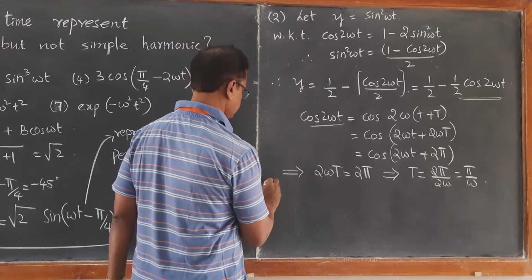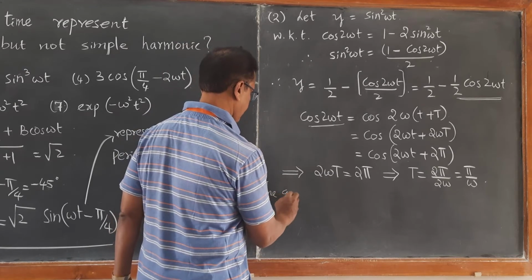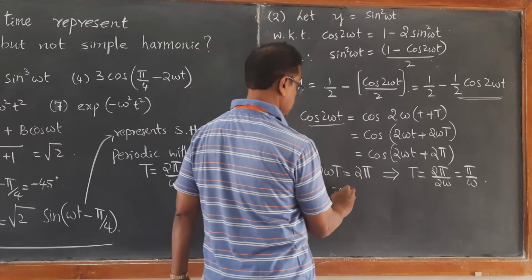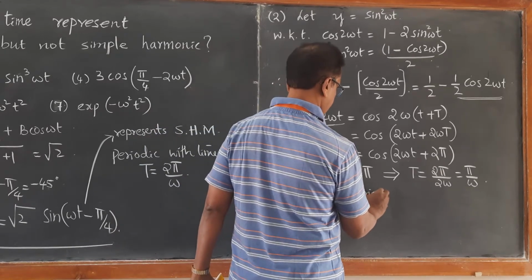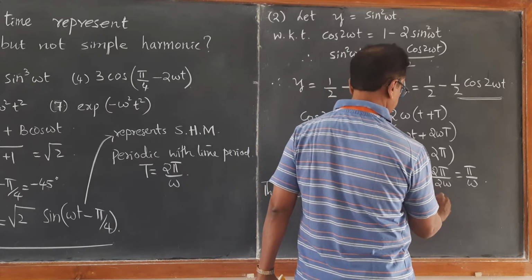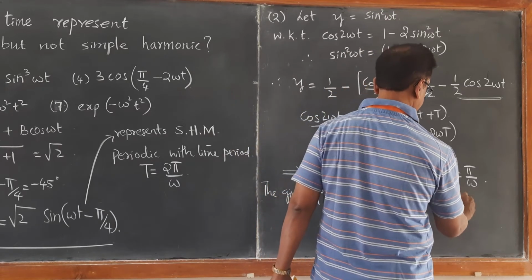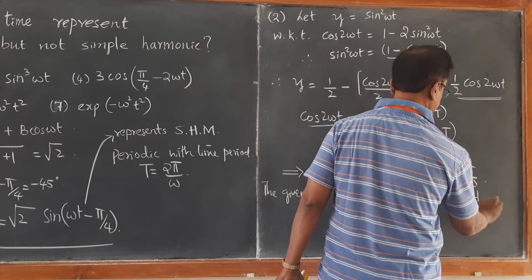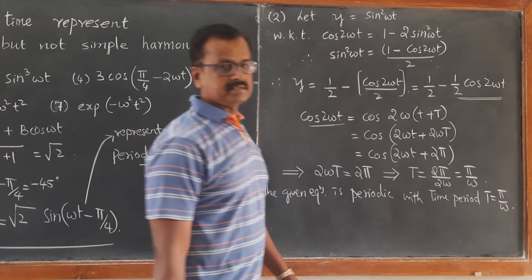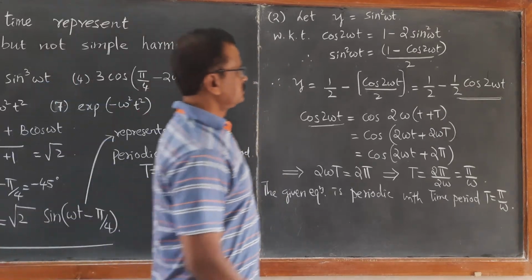Therefore the given equation is periodic with the time period t equal to pi by omega. And how is it simple harmonic? Look at this.